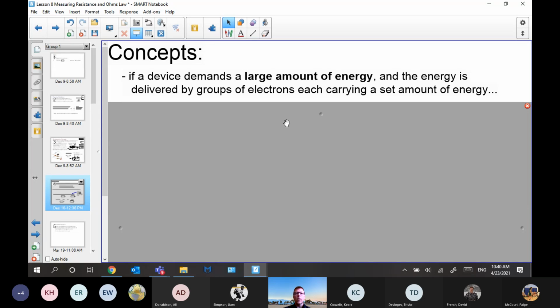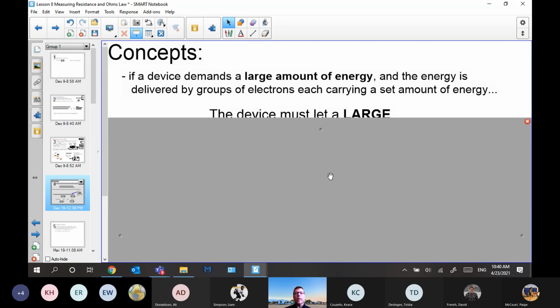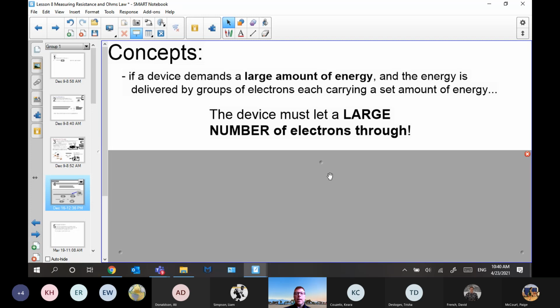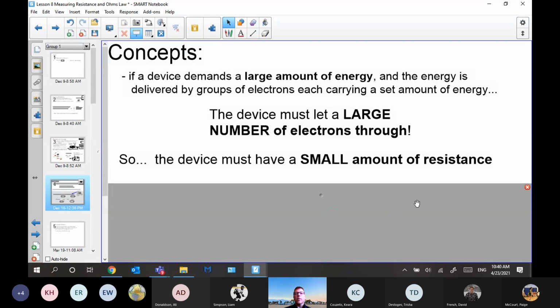If you want something to deliver more energy, do you want that device to have more resistance or less resistance? This is commonly answered wrong, so beware. To get more energy, you're going to have to let more electrons go through the circuit, which means you need it to have less resistance, right? In order to let more electrons go through, so you're getting more energy. So the device must let a large number of electrons through, and so it must have a small amount of resistance. Okay, so make a note of that.